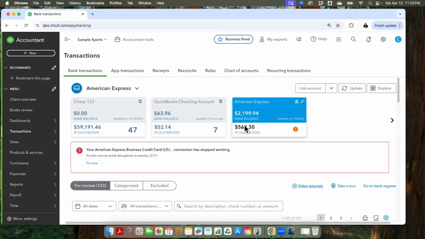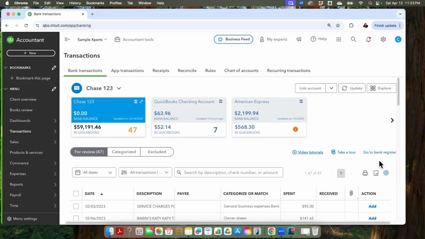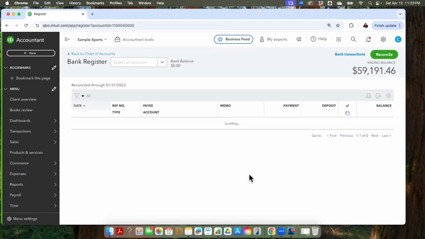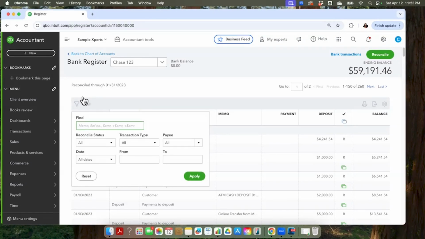And as far as reconciliation, one way for me to find out if that reconciliation is done right is to go to the bank register, either from here or from transactions, reconcile, and then register. But here it's easy. I see that it was reconciled up to January 31st. I click on the funnel over here, and I don't put anything on the from date, but I put the to date as the last date that it was reconciled.